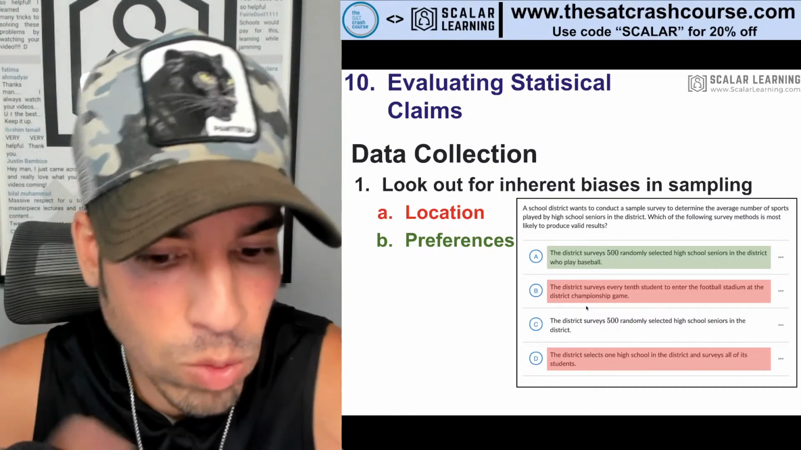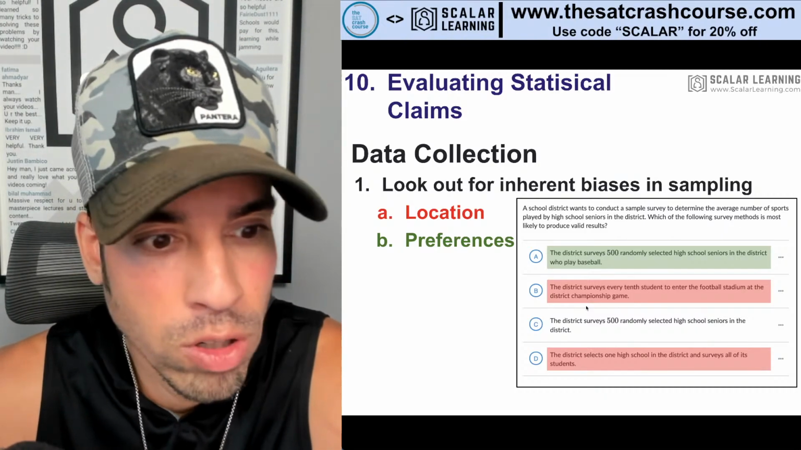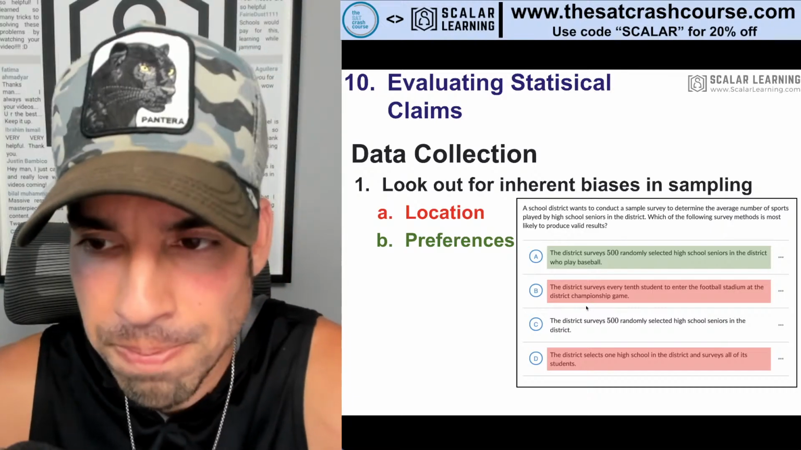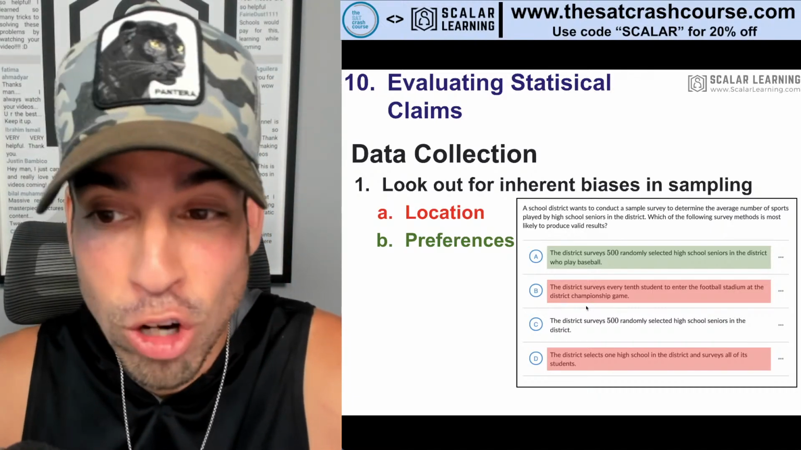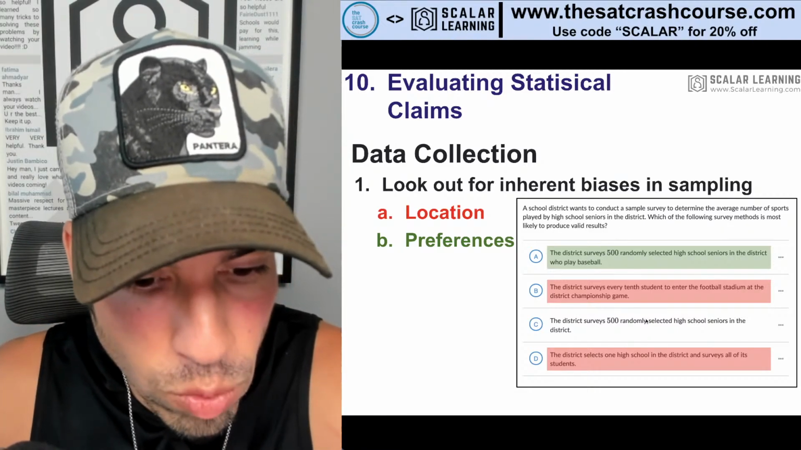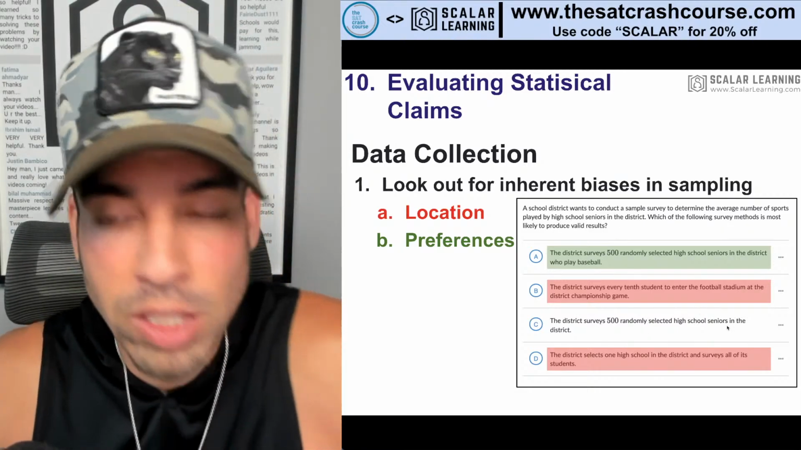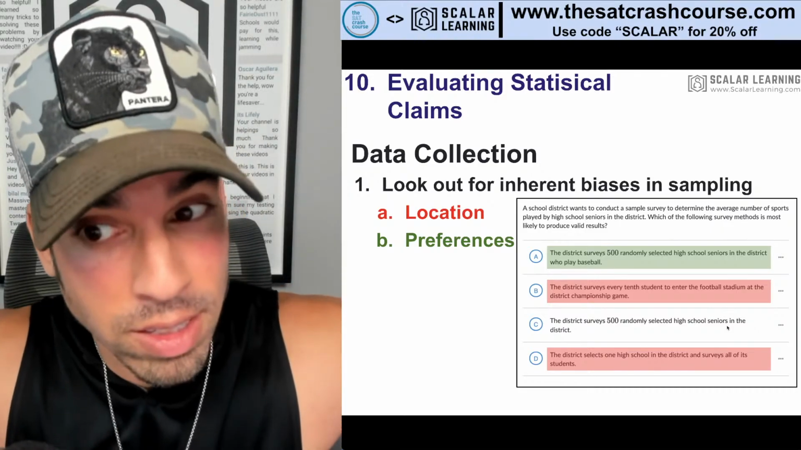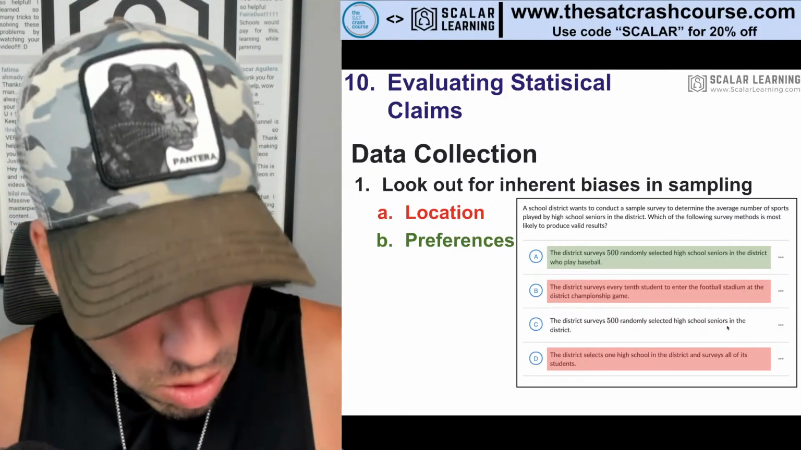Why are you selecting one district? We're not getting a large enough sample that's going to be representative of the entire district. So, of course, C is the answer, where 500 randomly selected high school seniors in the district. Now we can apply it to the district. Now there's no biases. We're good to go.